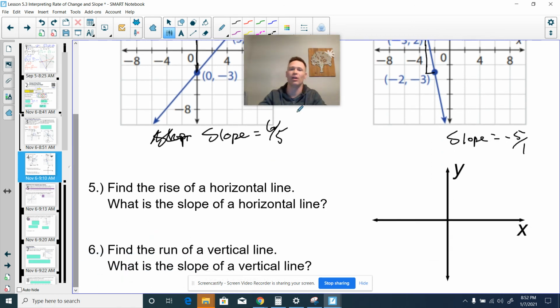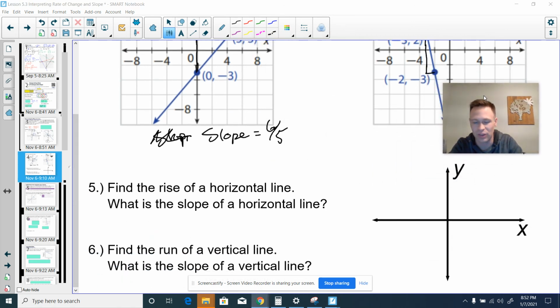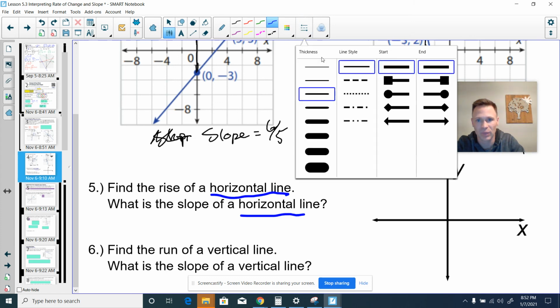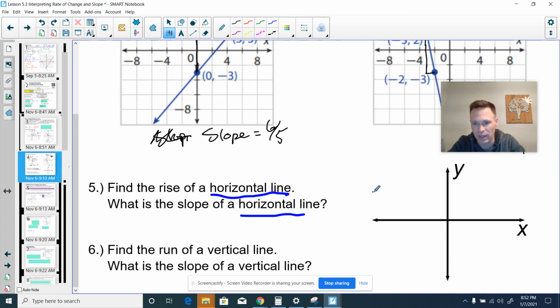Now you might be thinking to yourself, maybe not, but I'm going to make you think about this. What about if the line is completely horizontal? Okay, so the horizontal line we're going to do in blue here. So what if I have a horizontal line? Well, think about this. Think about it maybe this way. Would it be positive or negative? Would a horizontal line have a positive or negative slope?